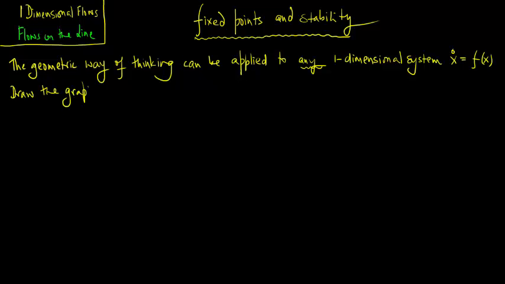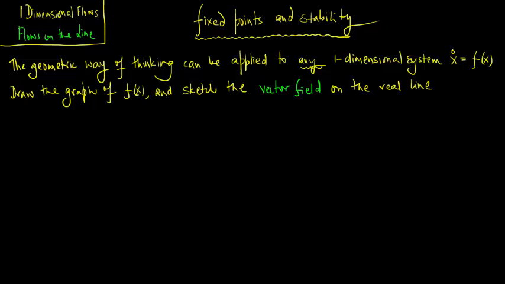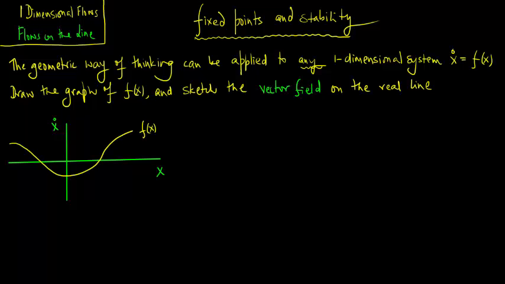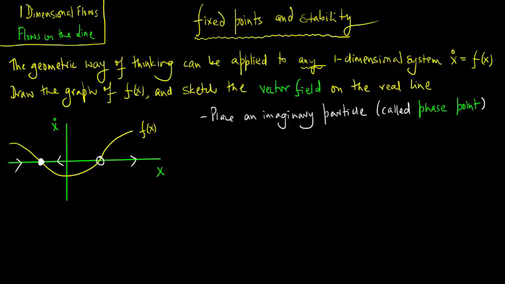Essentially we just need to draw the graph of f of x and sketch the vector field on the real line. So just as an example, x dot versus x, and you plot any arbitrary function f of x, where we highlight the fixed points of the system and draw the direction of the flows. Now what we do is place an imaginary particle, which is called a phase point, at x naught and see how it is carried by the flow.